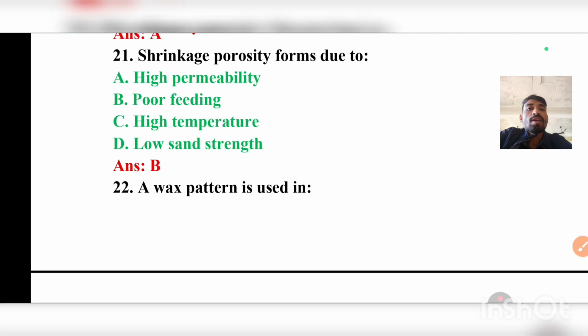Question number 21 is your shrinkage porosity forms due to high permeability, poor feeding, high temperature or low sand strength. The correct option is your poor feeding.